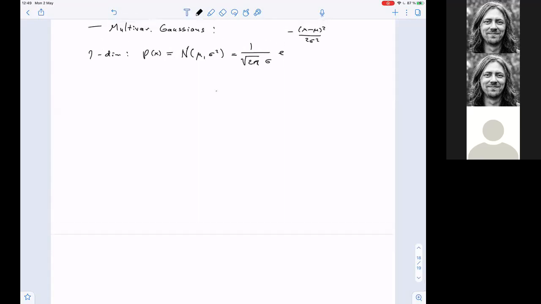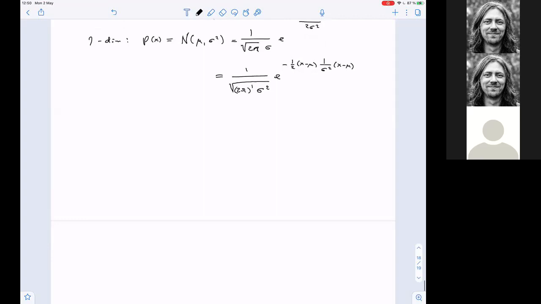But let's write this again in a slightly more suggestive notation. So we can write this as the square root of 2 pi to the first power, then sigma squared. And we can write the exponent as minus 1/2, x minus mu, 1 over sigma squared, and x minus mu again. And the only reason I write it like that is that if you remember that form, then it's easier to remember the multivariate generalization of this.